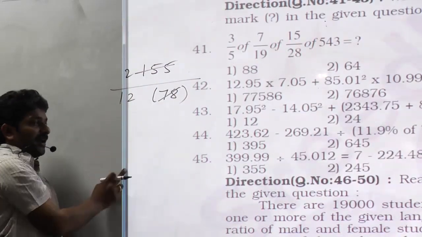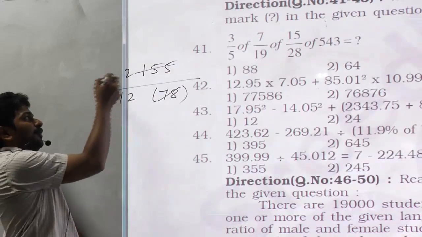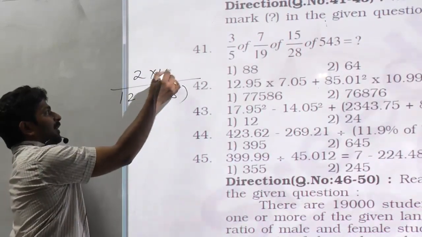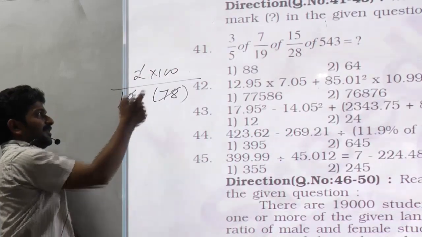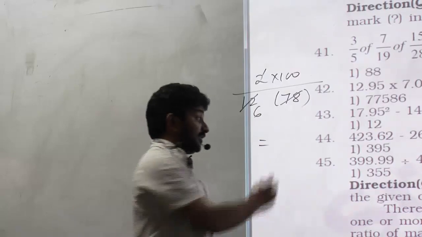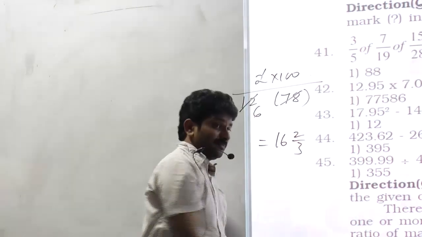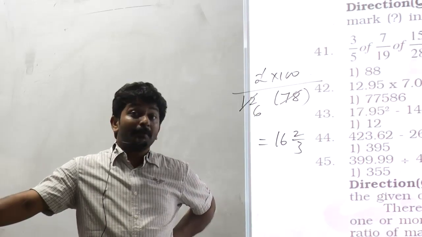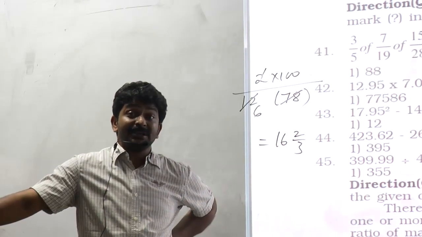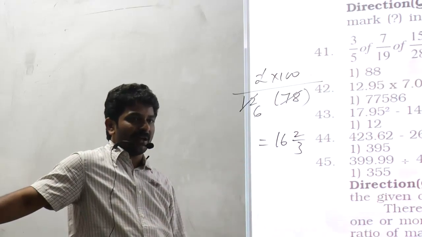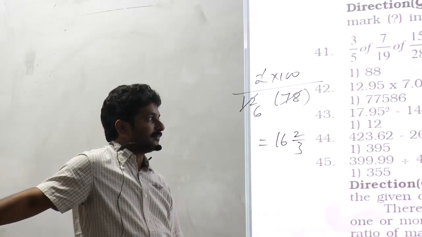12% in the sense 12 by 100. 100 comes to the numerator. Yes or no? So how much do you have here? 2 into 100. How many times? 6 times. 100 by 6. 16, 2 by 3. 1 by 6 in the sense what percent? 1 by 6 into 100 is 16, 2 by 3. Option.